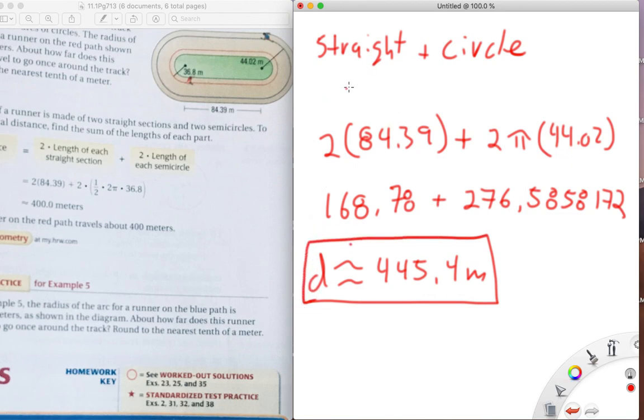So we add the straight edge. Since there's two straights, we multiply it by 2. We have 2 semicircles, but I call it one whole circle since the radius are the same for both. Add those up together and you'll get your distance around the track. So those are all the questions associated with 11-1.